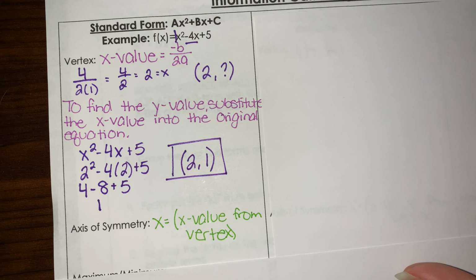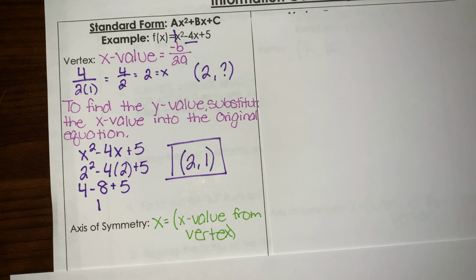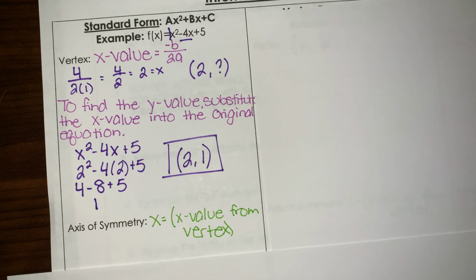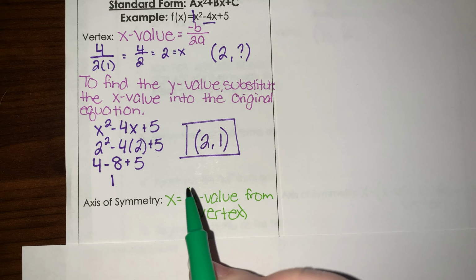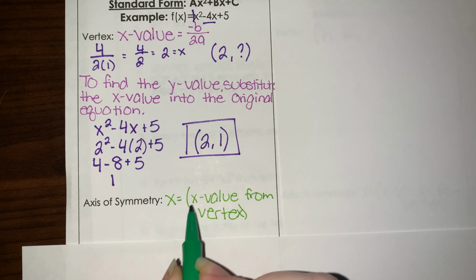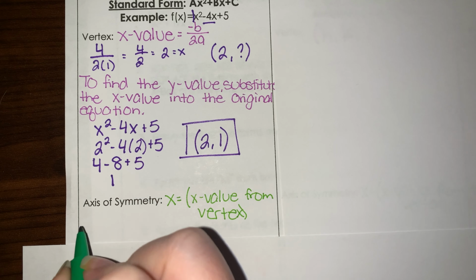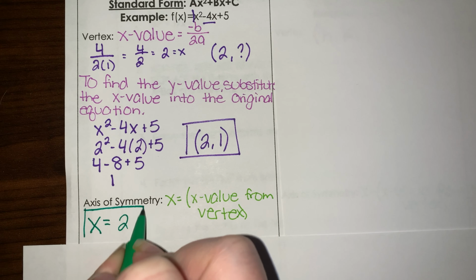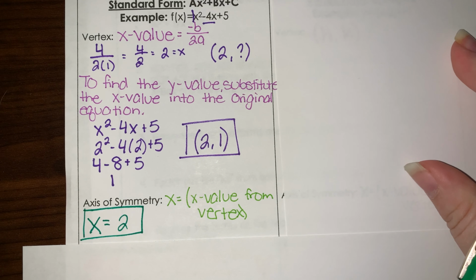Now the next thing that I can do from standard form is locate my axis of symmetry. Now the axis of symmetry is easy to identify because it passes through your vertex. So if you know what your vertex is, you know what your axis of symmetry is, because your axis of symmetry is always written as x equals and then the x value from your vertex. So for this example, my axis of symmetry is at x equals 2, because it's the x value of my vertex.